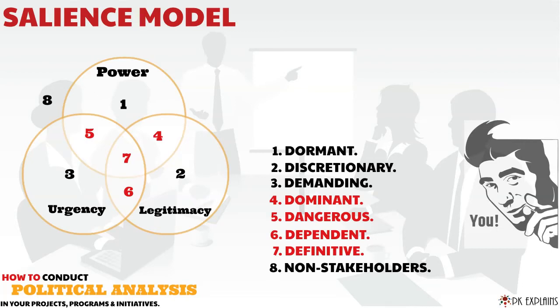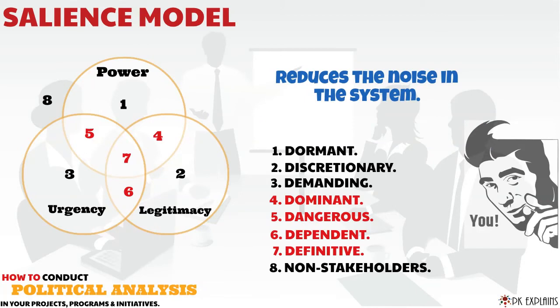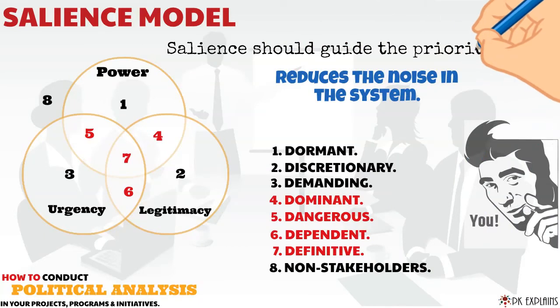As it is clear by now, this model considers only those who have power, urgency, and legitimacy, eliminating those without any such attribute. Thus, it reduces the noise in the system. Therefore, the stakeholders with their importance, falling within the intersecting circles of power, urgency, and legitimacy, have the most priority. I will say that the salience, that is the importance and the prominence, must guide the project manager to prioritize the competing stakeholders' needs and claims.